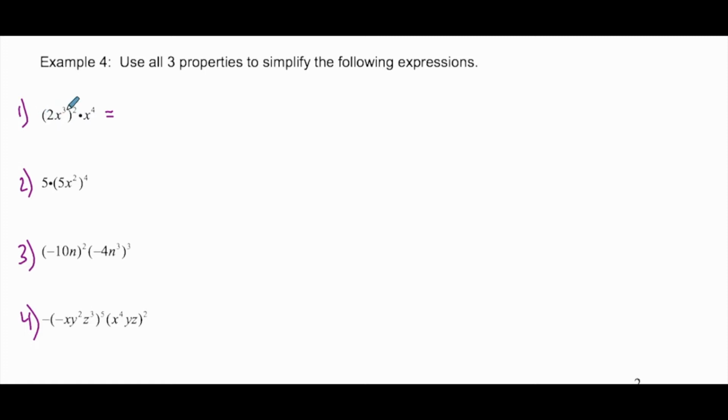I'm going to first simplify this part. 2 times x to the third squared, quantity squared, is 2 squared times x to the third squared. And I also still have that times x to the fourth. I know 2 squared is 4. X to the third to the second power: when you raise a power to a power, you multiply the exponents. That's 4 to the sixth, I mean 4 times x to the sixth times x to the fourth. I can add those exponents. I get 4x to the 10th.